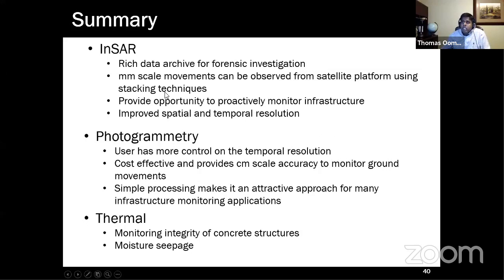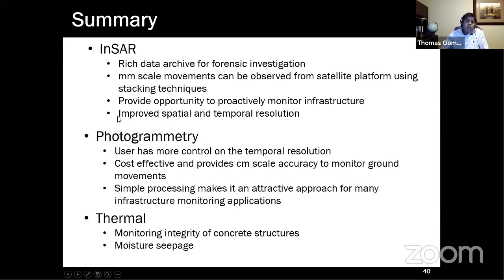The InSAR provides rich data archive for forensic investigation. You can get millimeter scale movements from satellite platform using stacking techniques. It provides opportunity to proactively monitor infrastructure, provide improved spatial and temporal resolution.